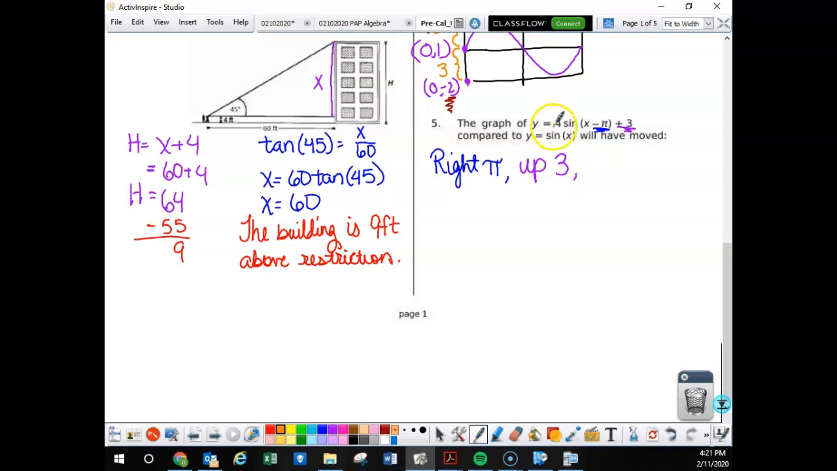And then the amplitude tells me my vertical stretch or compression. And so this 4 is greater than 1, so it's going to be a vertical stretch by a factor of 4. And that's it. That's all the transformations for this equation. Okay, let's go to the next page, number 6.